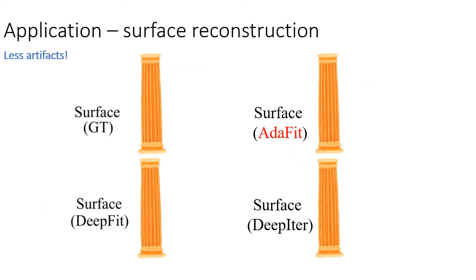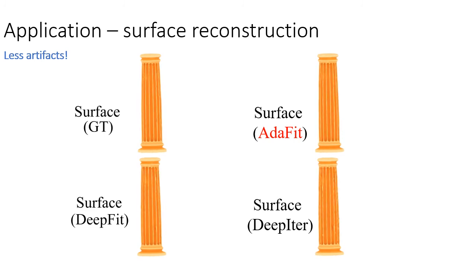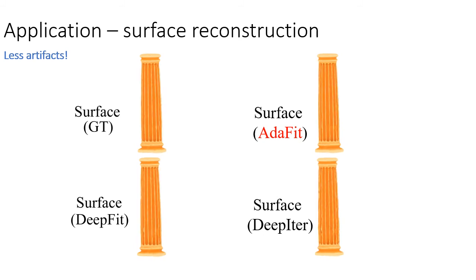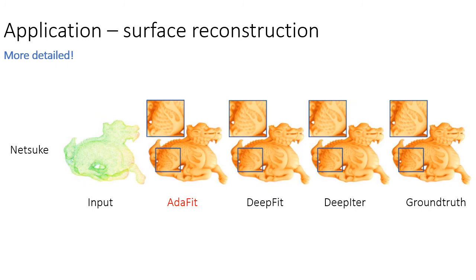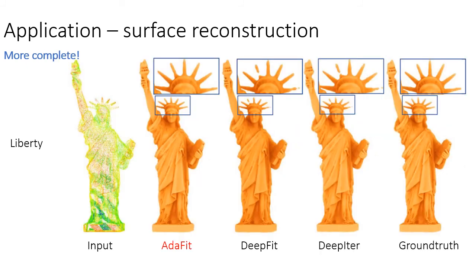Accurate normals can help the Poisson reconstruction to produce a high-quality and complete surface from point clouds. We show reconstructed surfaces using normals estimated with different methods. As for the column shape, we can find the results of AdaFit are more accurate. The results of baselines contain many artifacts. The reconstructed surfaces using the normals from AdaFit are more detail preserving than the baseline methods. We can find the results of AdaFit are more complete, especially in the crown position of the shape. The baselines all fail to reconstruct the complete results.